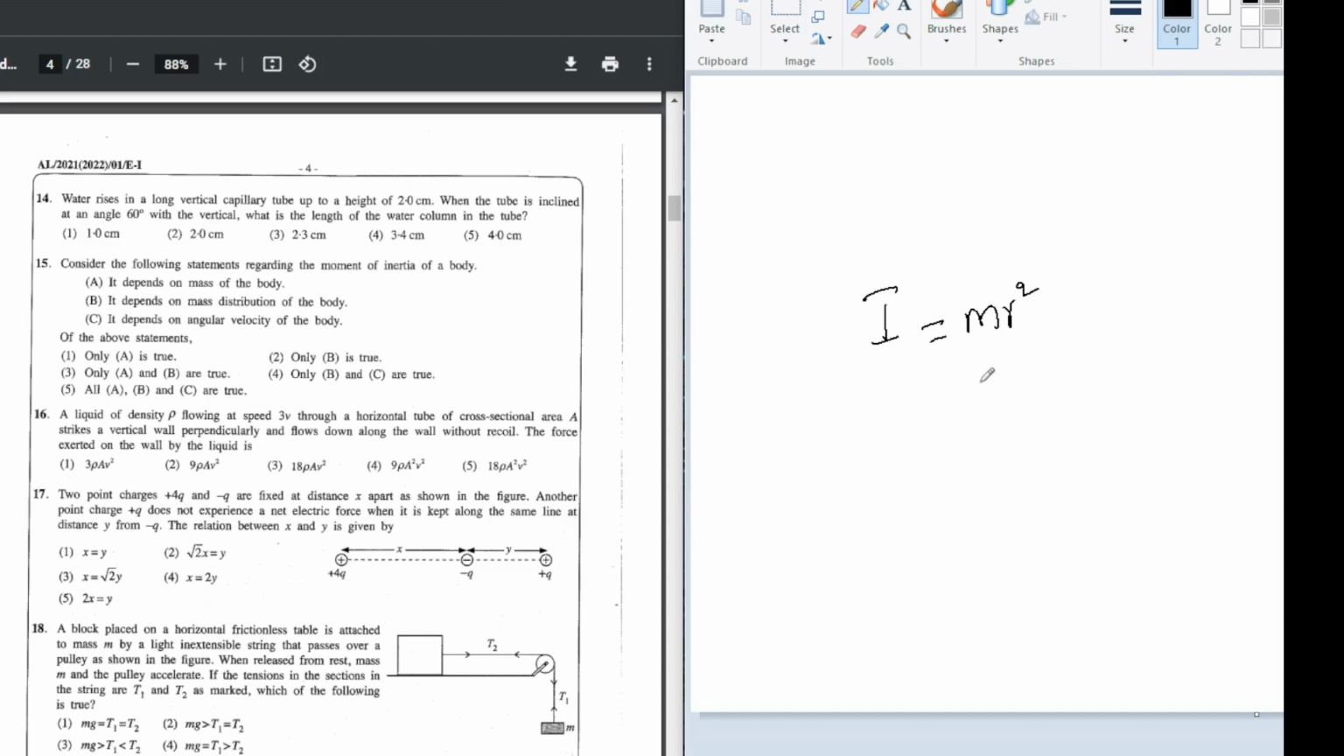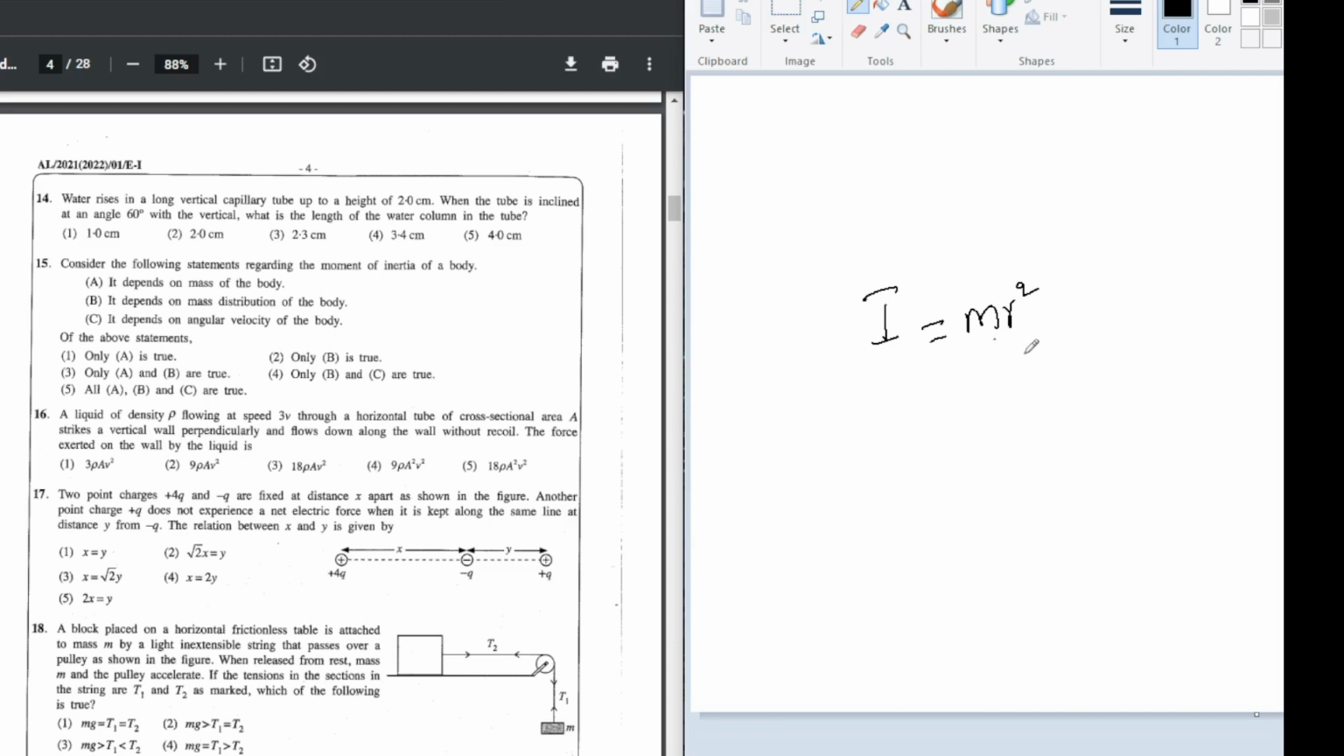A: It depends on the mass of the body. Yes, it's right. B: It depends on the mass distribution of the body. Yes, R is showing the distance to the mass distribution from the axis of rotation. C: It depends on the angular velocity of the body. No, nothing. C is wrong. A and B are true. Answer is 3.